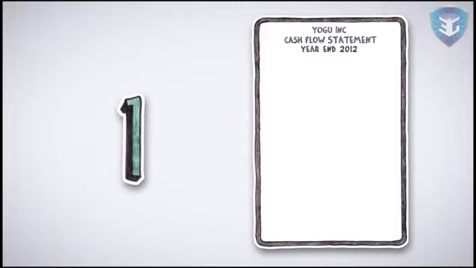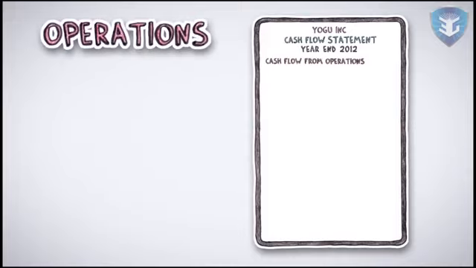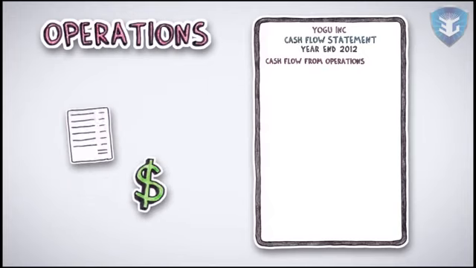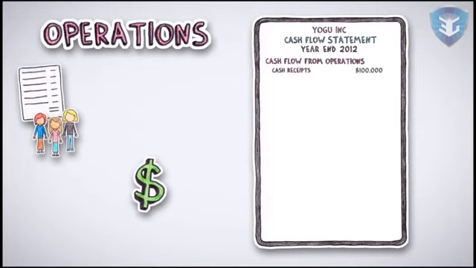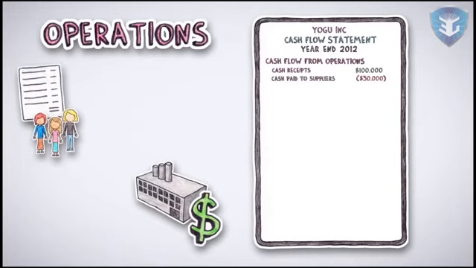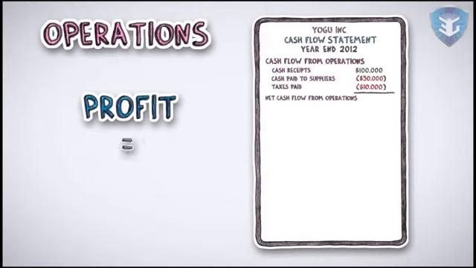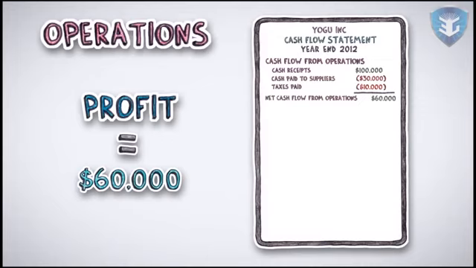First, Amanda starts to record all her cash from operations. These are all the inflows and outflows, receipts and payments that go along with running the business. She records items like cash receipts from customers, cash paid to suppliers, and the tax paid over the year. She adds up the totals and records a profit of $60,000 from operations.